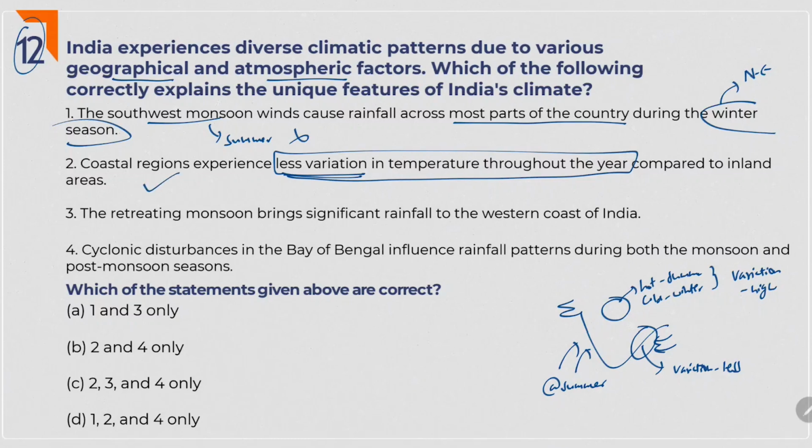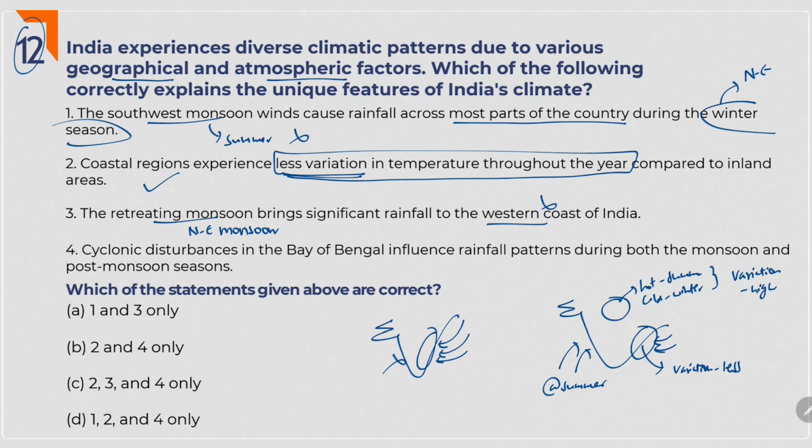Right. The retreating monsoon. See, retreating monsoon means northeast monsoon. We call northeast monsoon the retreating monsoon also. The northeast monsoon brings significant rainfall to western coast of India. How? We know that northeast monsoon comes like this and it leads to rainfall and cyclones to the eastern coast of India. It never touches this western coast. So northeast monsoon brings significant rainfall to western coast is a wrong option.